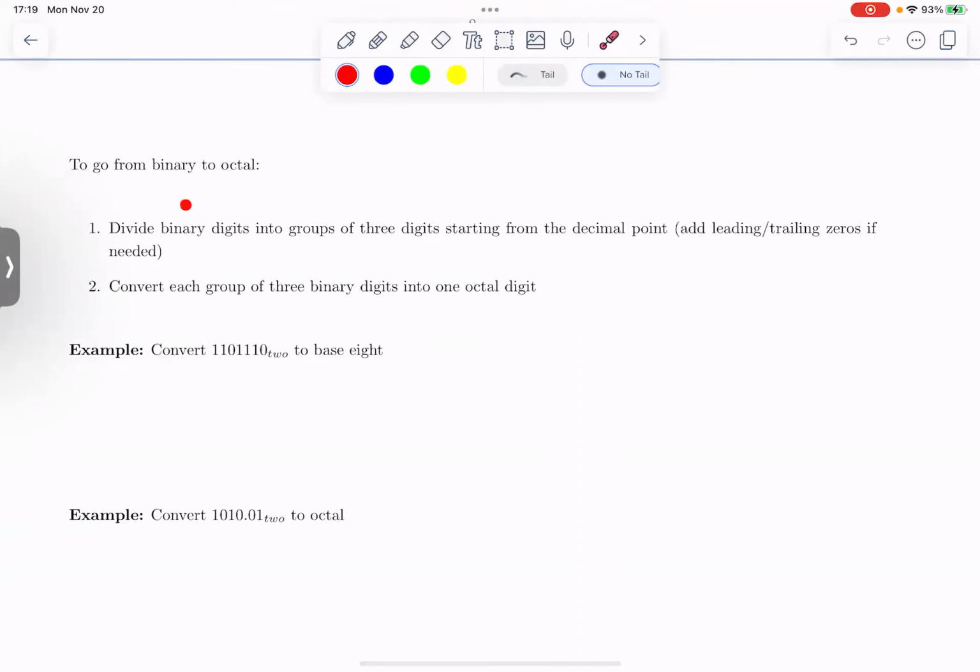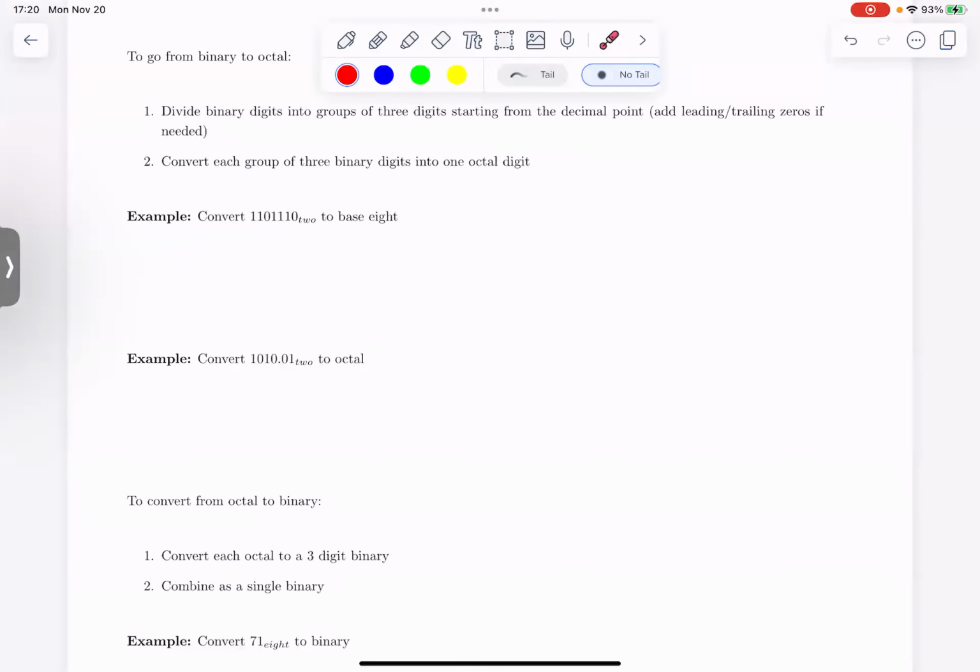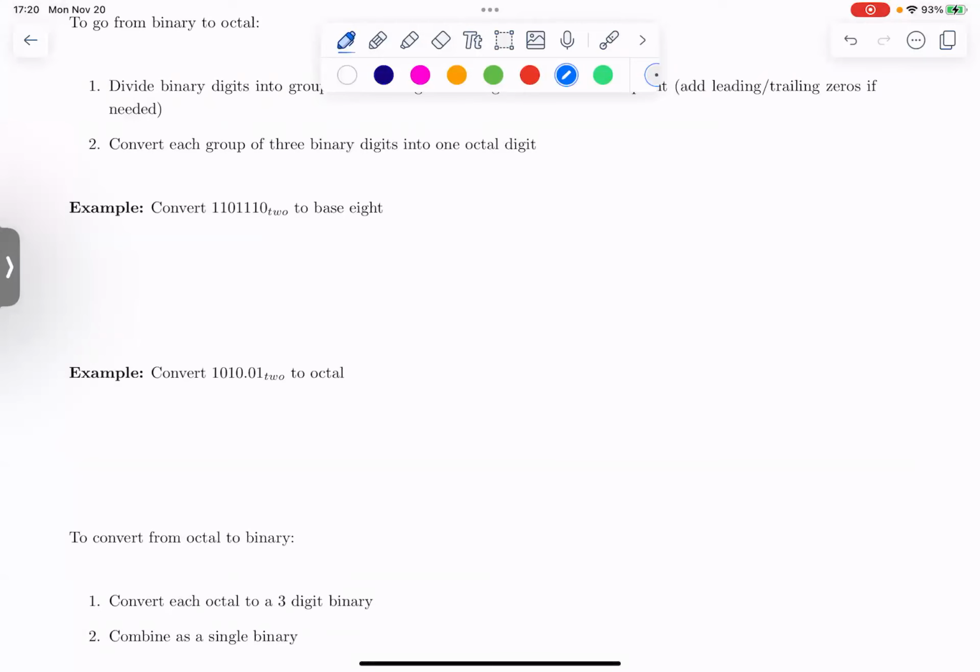To go from binary to octal, you're going to divide the binary digits into groups of 3 digits, starting from the decimal point, and then you're going to add leading or trailing zeros if you need them. And then you're going to convert each group of 3 binary digits into 1 octal digit. So if we have to convert 1, 1, 0, and then 1, 1, 1, 0, base 2 to base 8.